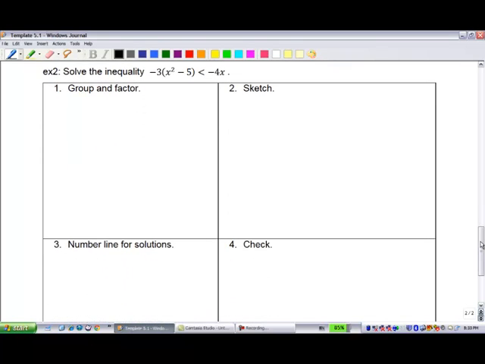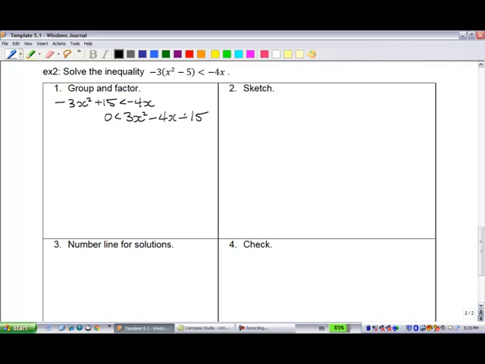Okay, let's take a look here. We have to expand this bracket, so we have -3 times x squared. -3 times -5 is positive 15, and that's less than -4x. What I want to do here again, I like personally moving everything to the side where the x squared term becomes positive. I find that makes it easier to factor a little bit.